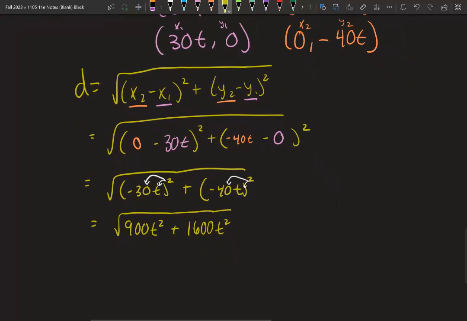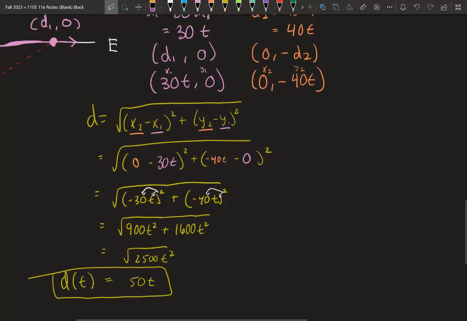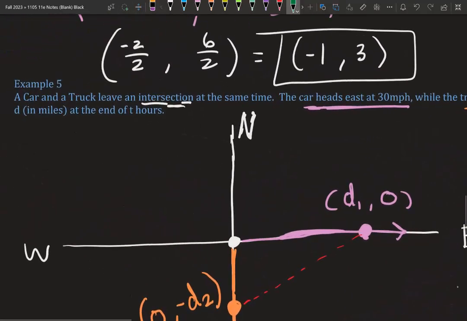We can add those because they're both t squareds. So we have 2500 t squared. The square root of 2500 is 50. The square root of t squared is just t. So that is our distance over time. Distance as a function of time is 50t. So what we can do is, let's say they both travel for 4 hours, we can plug it in there and then we'll figure out how far diagonally they're actually apart. The reason why we had to do this d of t, because it says d of t. That's why we had to write that.